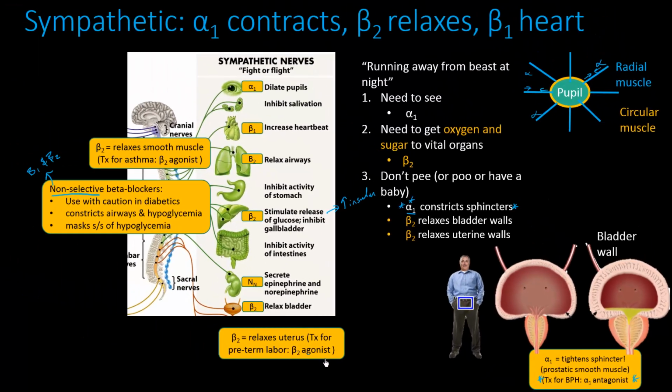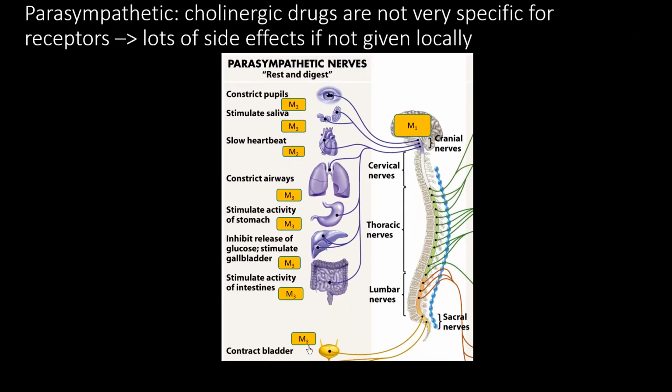So high yield, high yield, high yield. Let's move over to the parasympathetic side. So an important point to make here is that cholinergic drugs are not very specific for receptors. As we kind of showed you on the last slide, with the adrenergic stuff, we have drugs specific for the alpha-1 receptor, for the beta-1 receptor, for the beta-2 receptor. Here, most of these drugs are working on multiple receptors. So just something to keep in mind.